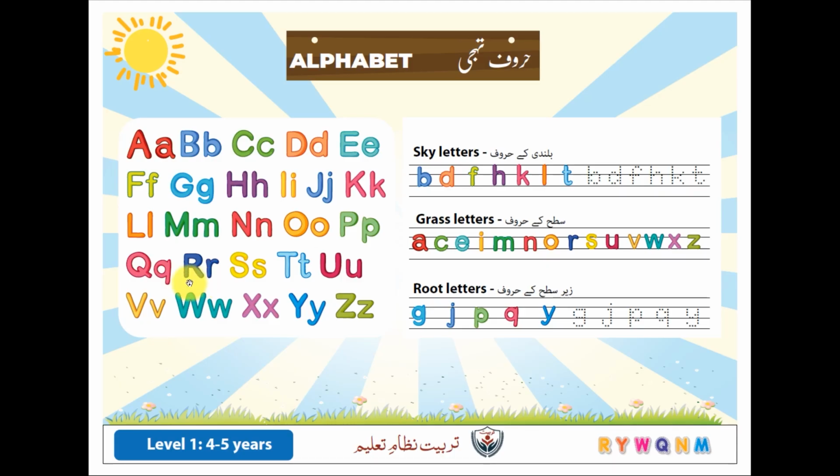R. Capital R. Small r. S. Capital S. Small s. T. Capital T. Small t. U. Capital U. Small u. MashaAllah. Next is V.